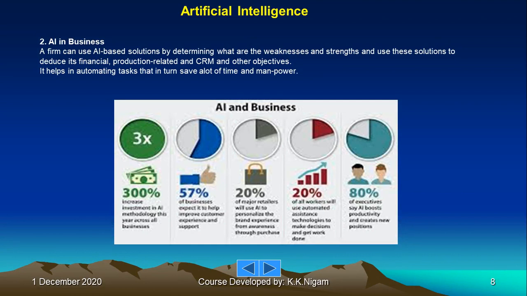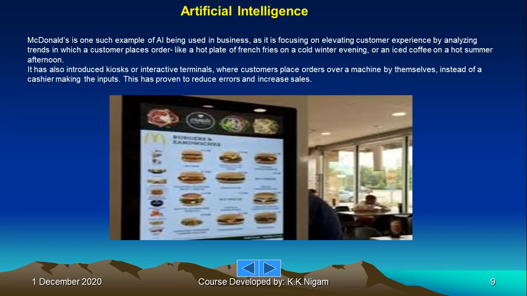In business, it can use various solutions by determining what the weaknesses and the strengths are, and use these solutions to deduce its financial, production related, CRM and other objectives. It helps in automating tasks that in turn save a lot of time and manpower. So that is another very big area, and more businesses have started using AI for their purpose.